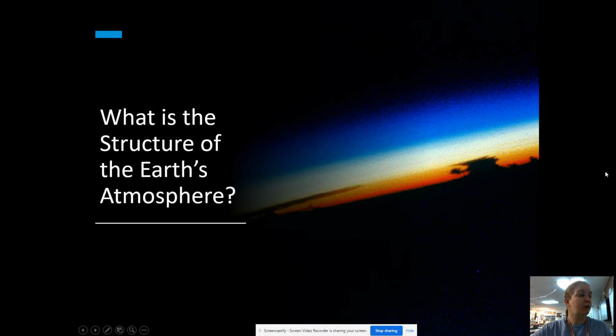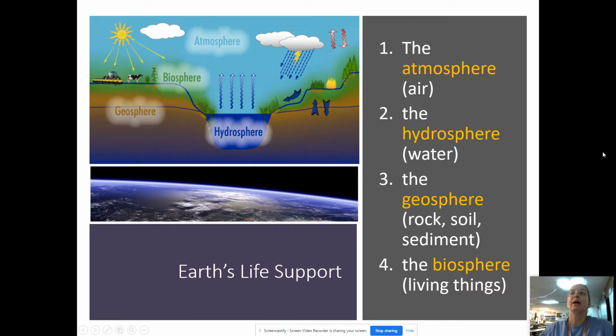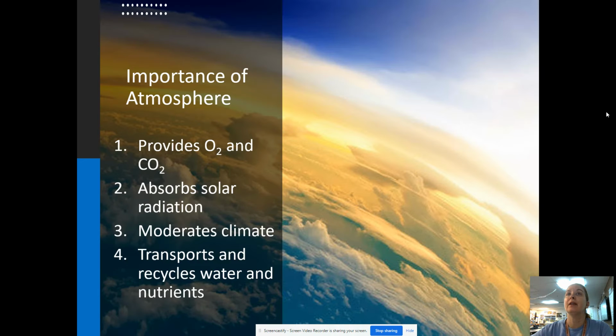So, structure of the Earth's atmosphere. Actually getting to content, now we're on page 22 of your packet. We have four main parts to Earth's life support. We have the atmosphere or air, the hydrosphere or water, the geosphere, which is your rocks and soil sediments, and the biosphere, which is living things. We're going to be focusing on the atmosphere.